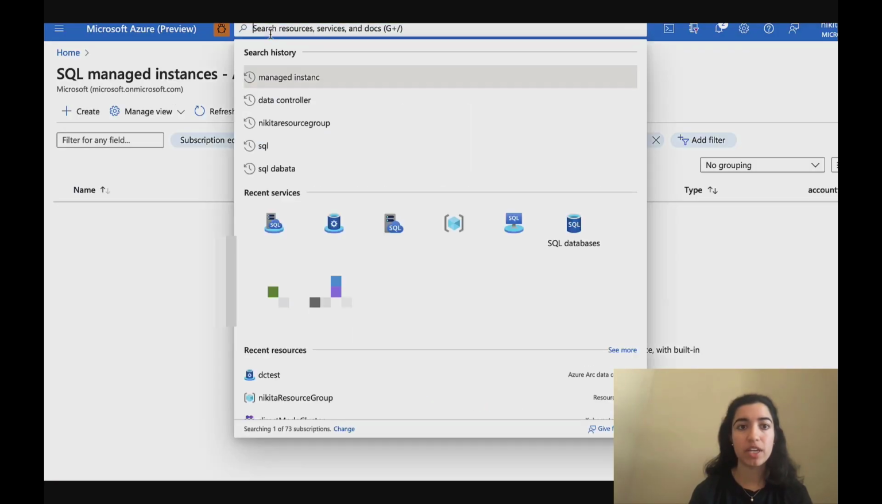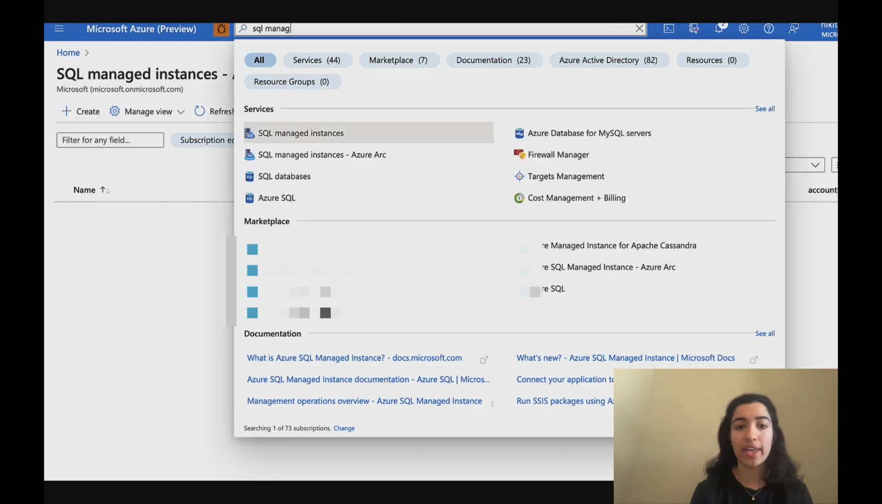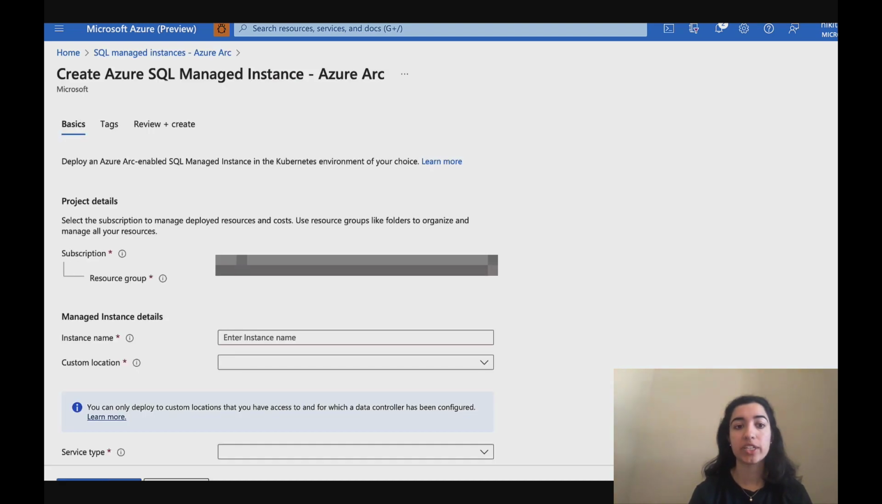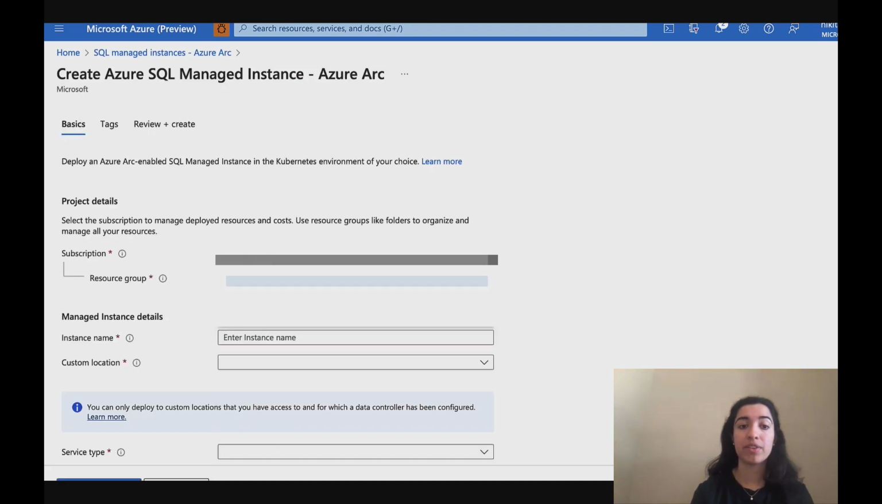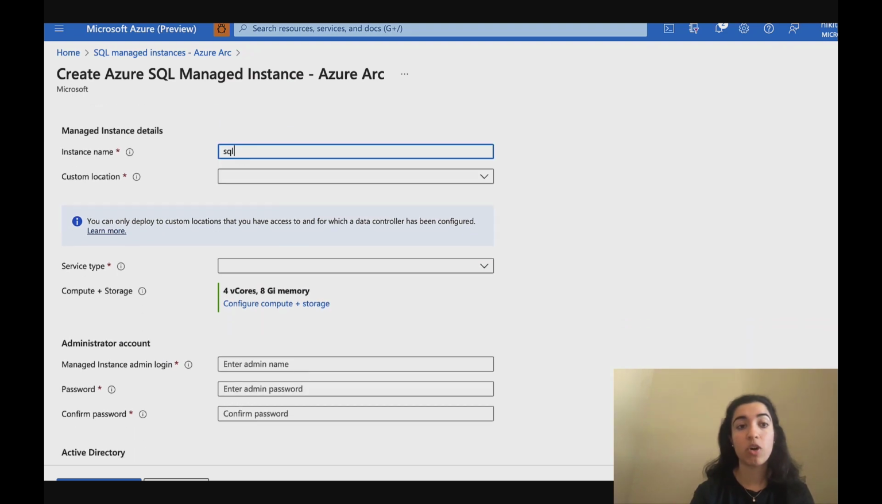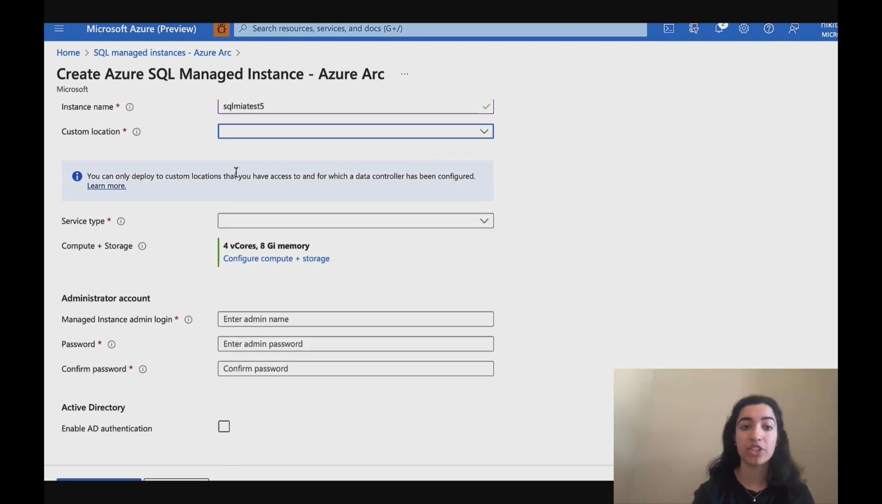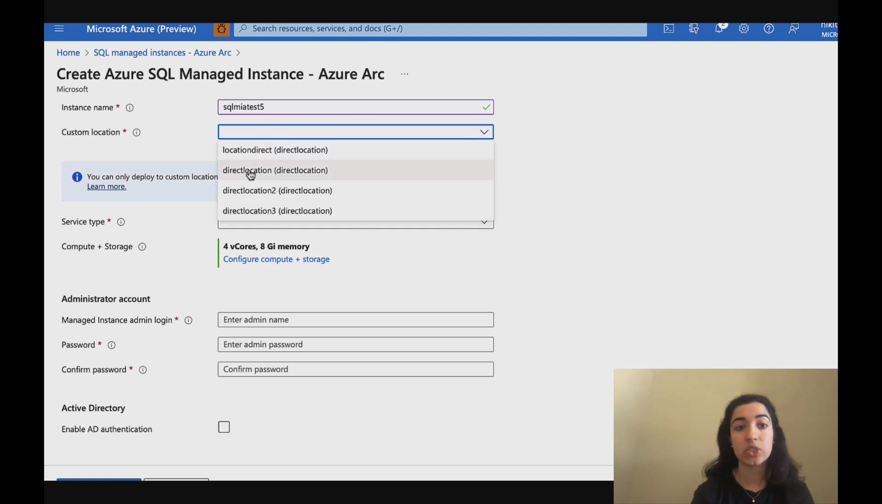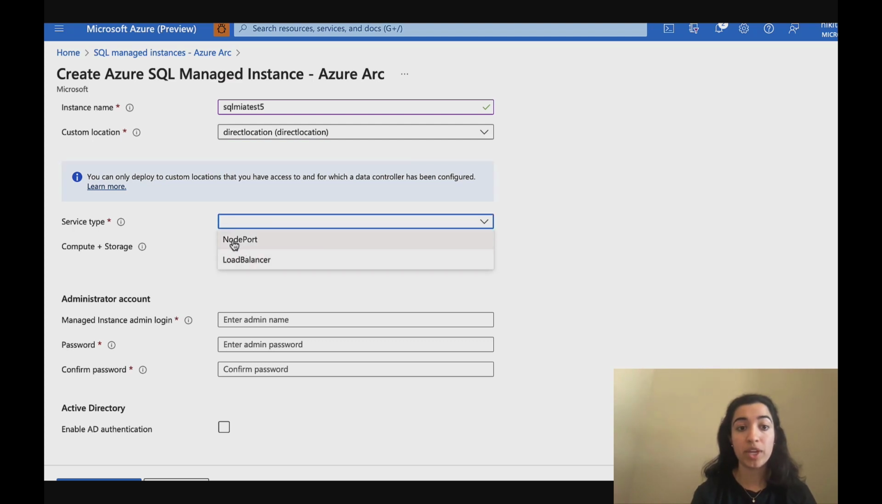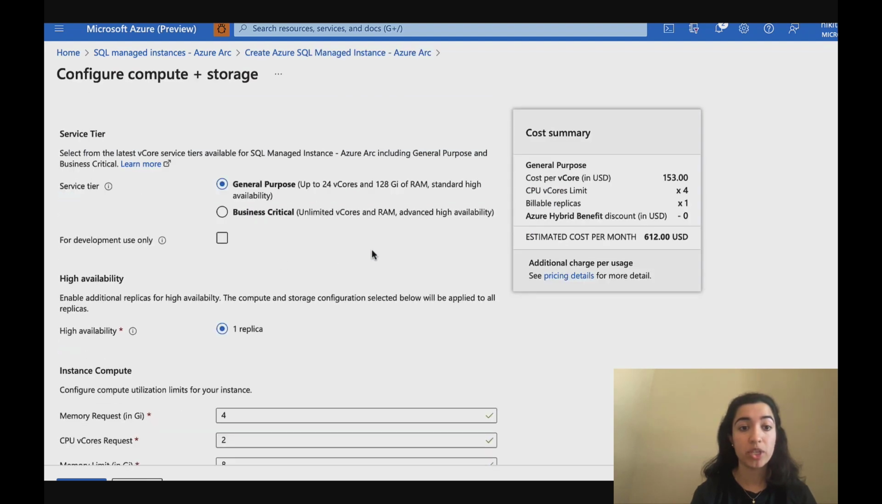Now the next step is we can hop over to the Azure portal, type in SQL managed instance Azure Arc, and click that. You'll come to this screen. Just like the data controller, you can press create. You'll be prompted with different fields to fill out. For example, you'll put in your subscription information and your resource group information. You can call your SQL managed instance whatever you would like. You can also link it to that custom location that we previously had. And then you can pick the service type, and then the compute and storage.